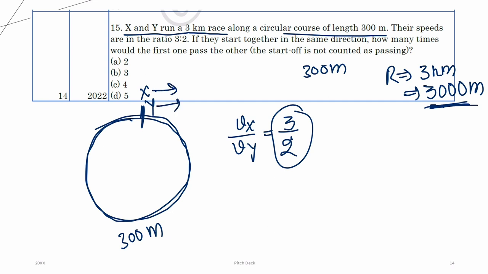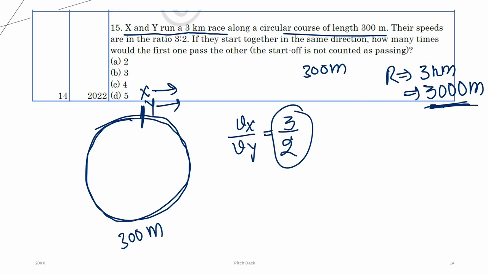I hope this is clear. Now they both are running in the same direction. So how many times would the first one pass the other one? When are they going to meet for the first time? The question is, when are they going to meet for the first time, or the second time, and so on, right?